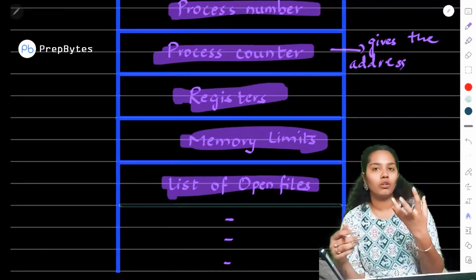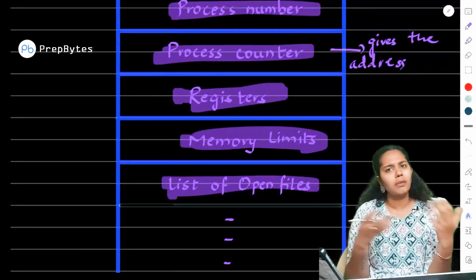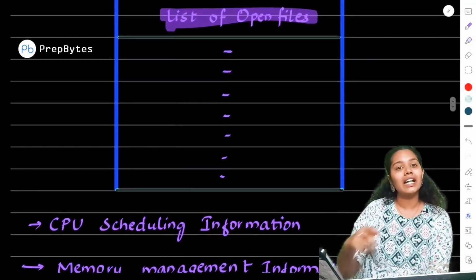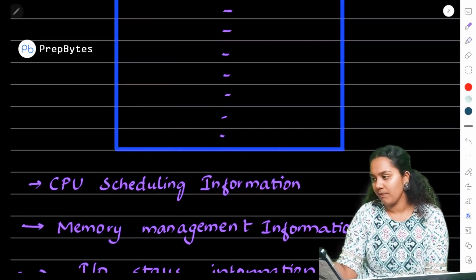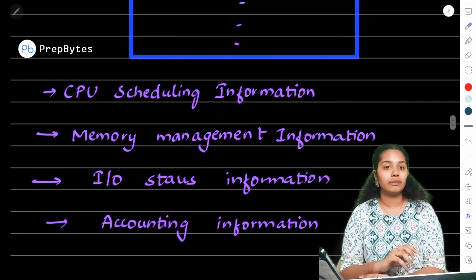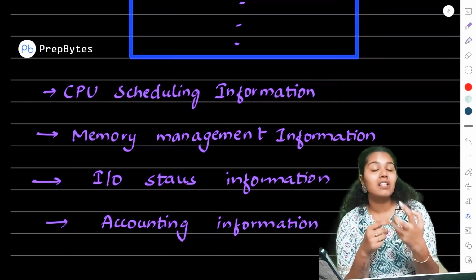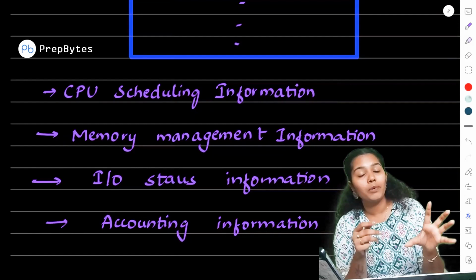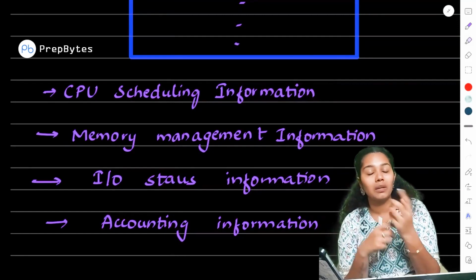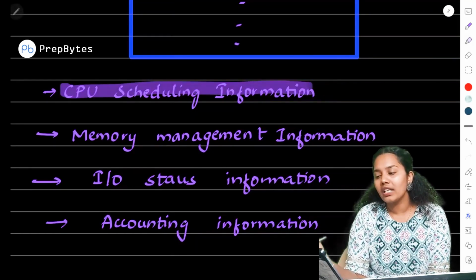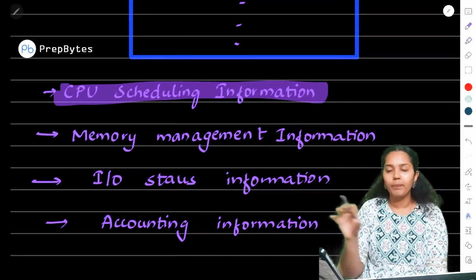Then the list of open files, wherever the process is present, in the operating system, in secondary memory or in main memory. Other than that, there are some additional things present here. That is CPU scheduling information. I think you remember CPU scheduling, we learned that there are scheduling algorithms in which processes are sent into the CPU by priority-based algorithms. So there might be some priority, and that priority is decided by the CPU scheduling information, which is also present in the PCB, the process control block.